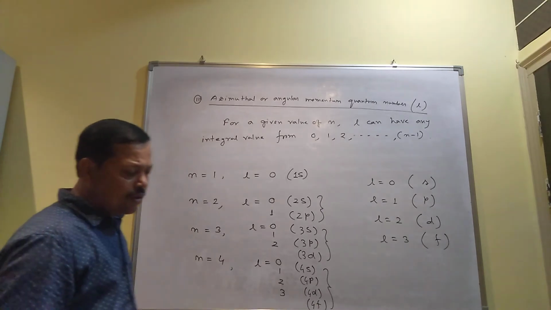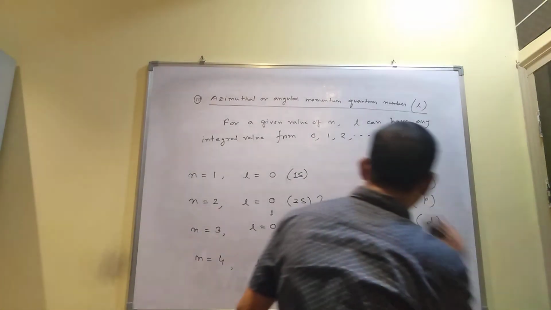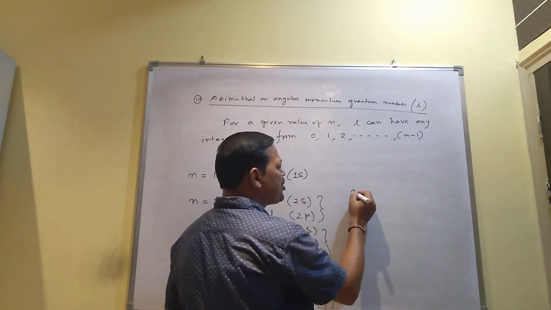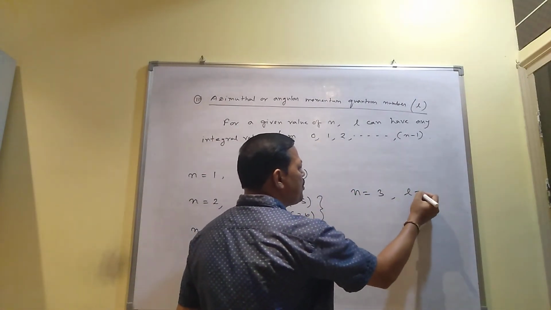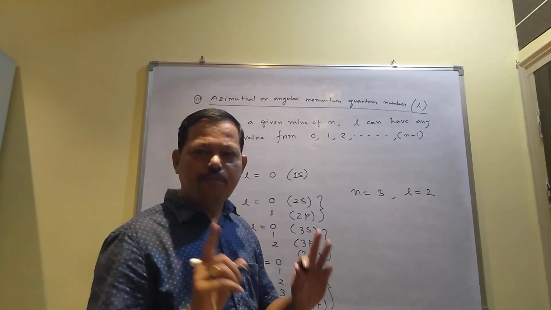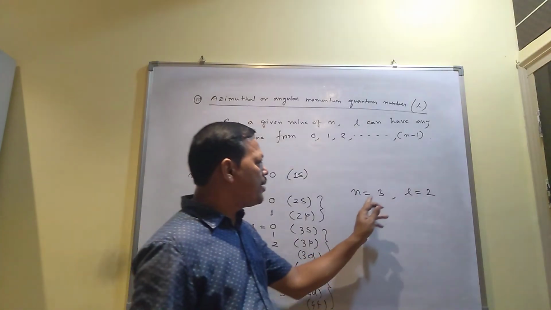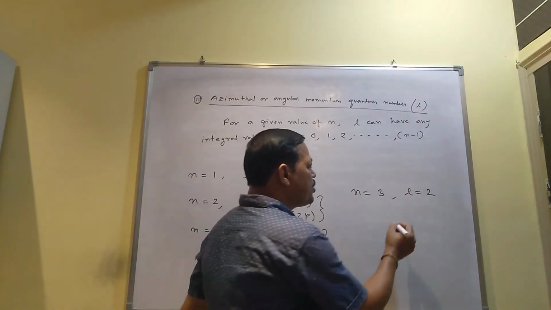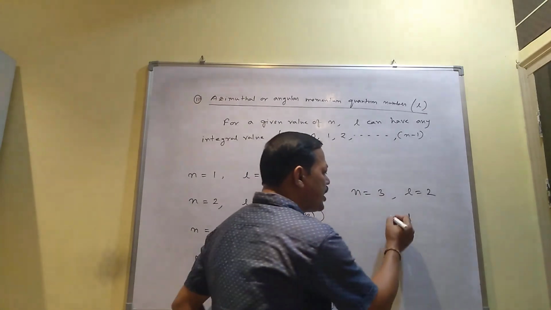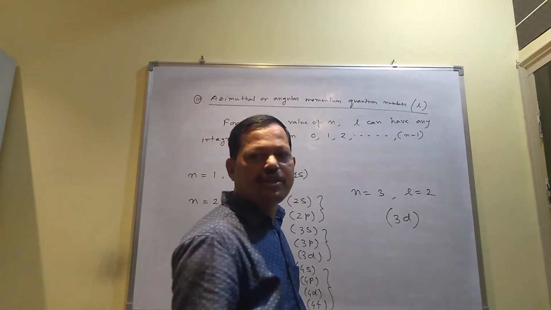Now, if I give you, suppose n equal 3, L equal 2. What is the name of the subcell? This type of question is asked in your exam. N value is 3, L value is 2. As you know, 2 means D subcell. And this is the third cell. That's why the subcell is named as 3D.